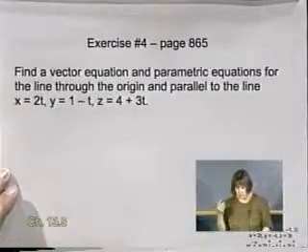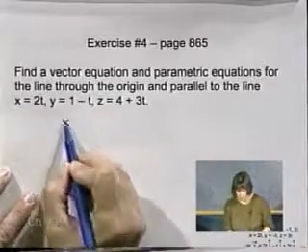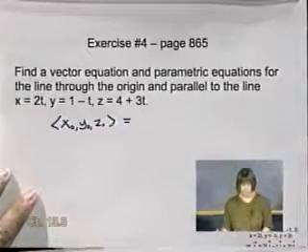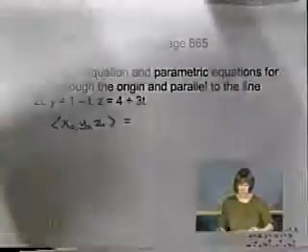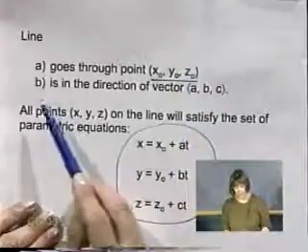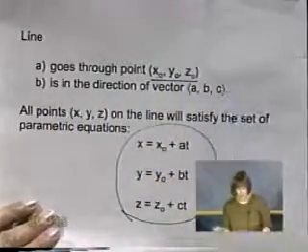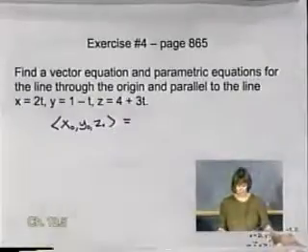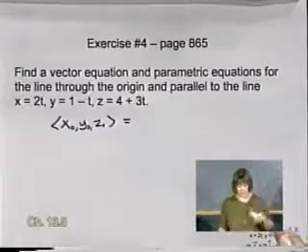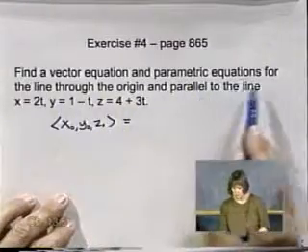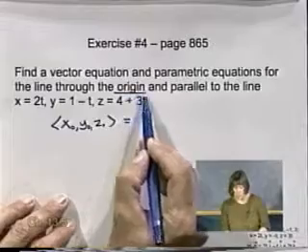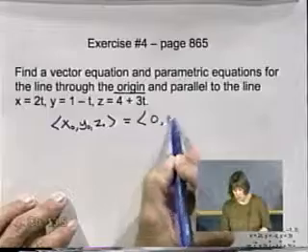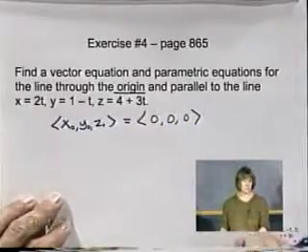So I say, okay, what's my particular point? What's x naught, y naught, z naught? To find the equation of a line, remember, you need to know a point that goes on the line and a vector that's in the direction of the line. In other words, a vector that's parallel to the line. So I go, okay, to get the equation of my vector, I need a particular point. Let's read the problem again. Find a vector equation and parametric equations for the line through the origin. So my line's going through the origin. So my particular point has coordinates 0, 0, 0.